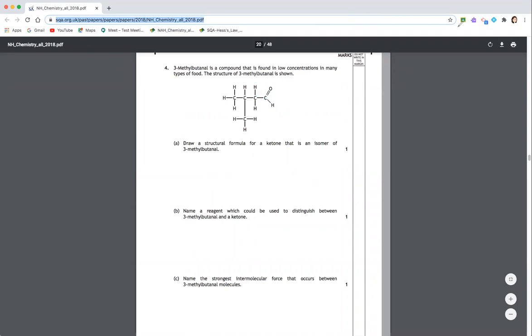Then B, name a reagent which could be used to distinguish between 3-methylbutanal and a ketone. So that's distinguishing between an aldehyde and a ketone. So you could use Tollens' reagent, you could use acidified dichromate, or you could use Fehling's solution. They would all give you a colour change if one was an aldehyde, but not the colour change if it was a ketone. And then name the strongest intermolecular force that occurs between these molecules. So they've got a carbonyl, which does have a permanent dipole, but it's not hydrogen bonding because the hydrogen's not bonded to nitrogen, oxygen, or fluorine. So this would have permanent dipole interactions between them.